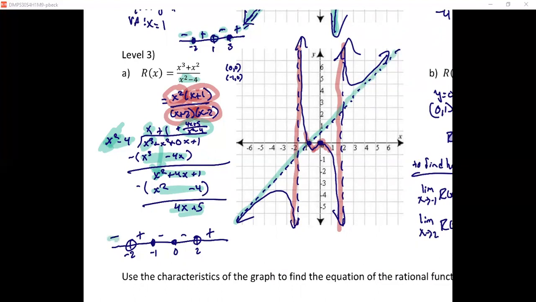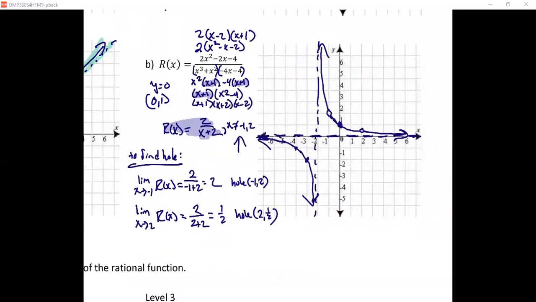Do our number line test. We go negative. x plus 2 in the denominator has a multiplicity of 1, so we change signs. x plus 1 has a multiplicity of 1, so we change signs. x has a multiplicity of 2, so we don't change signs. And then at x minus 2, we have a multiplicity of 1, so we change signs. And we could sketch: all negative, positive to negative to negative to positive.